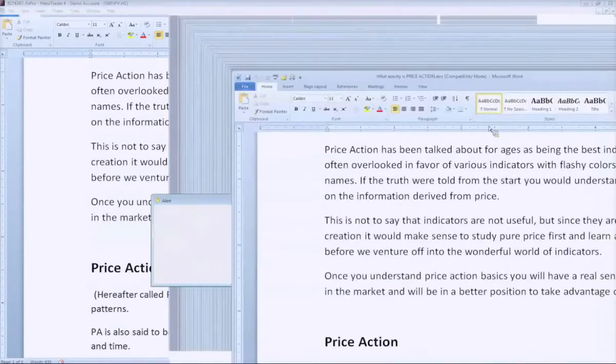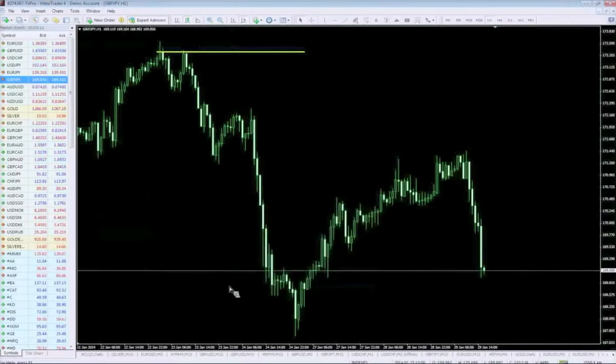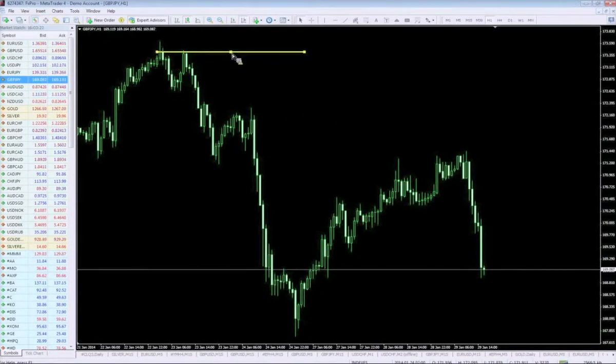So I'm going to go to a chart. And as I did yesterday, I have robots and stuff running in the background, so if you see pop-up boxes, don't let it worry you too much. I'm going to ask someone to give me a pair. What pair do you want to look at?